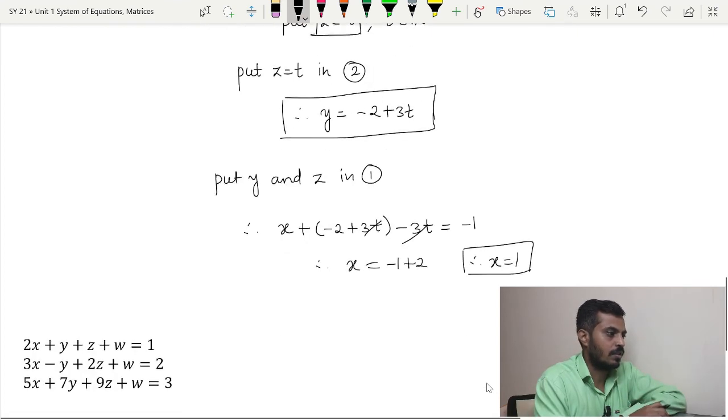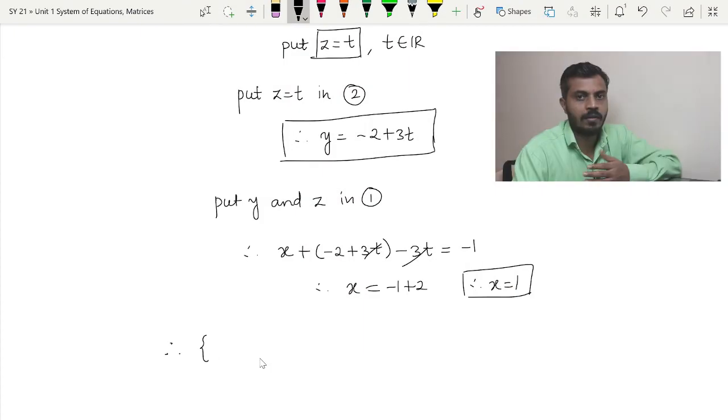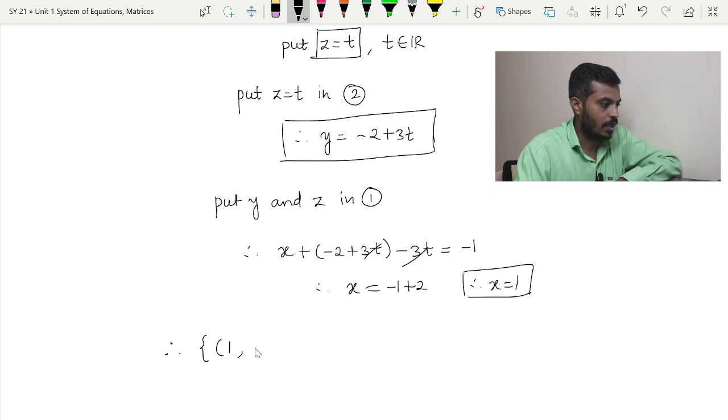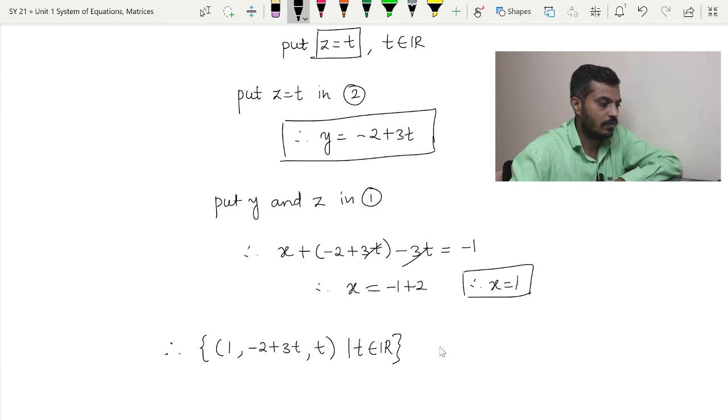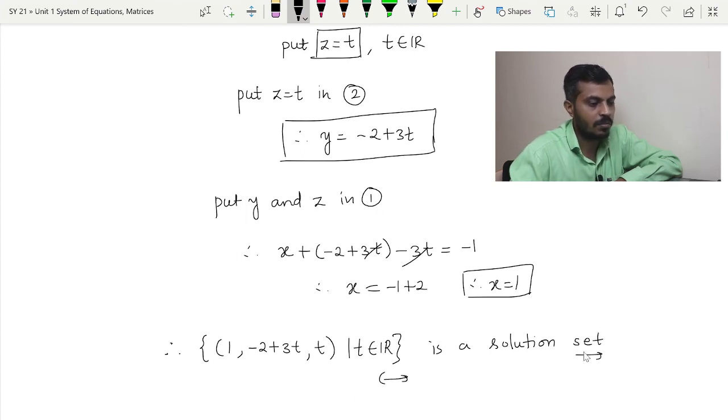So what is our solution then? Whenever our system has infinite solutions, we write it in set form. So x is 1, y is minus 2 plus 3t, and z is t, such that t belongs to R. You can write a unique solution case also in set form, that is also right. So this is a solution set, but whenever you write a solution in terms of a set, you have to mention the word set. So this is a solution set of the given system.